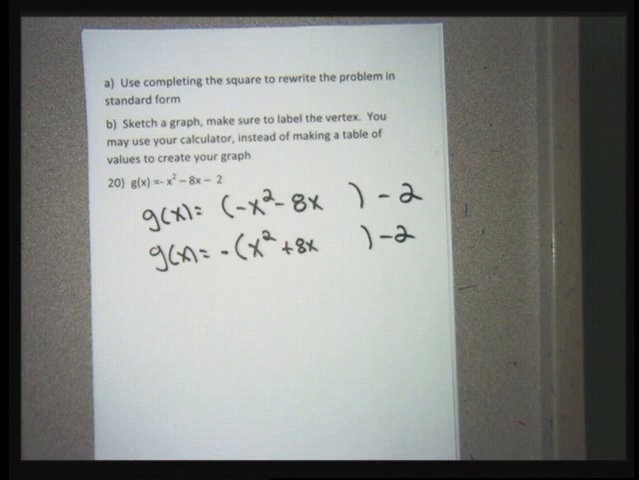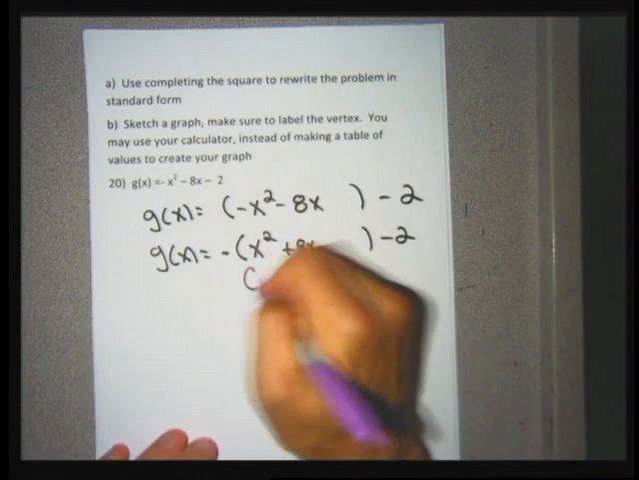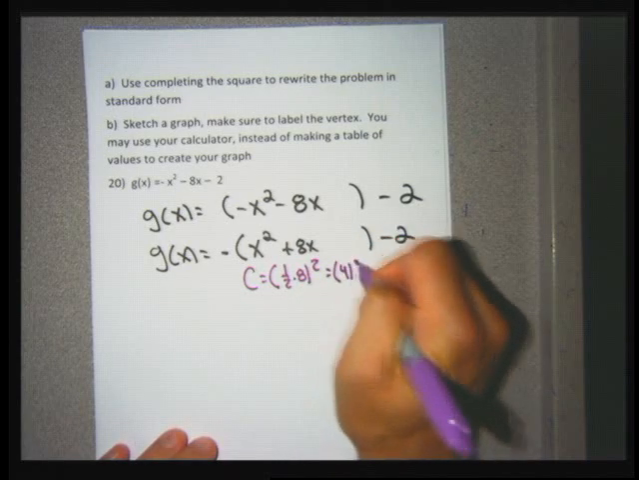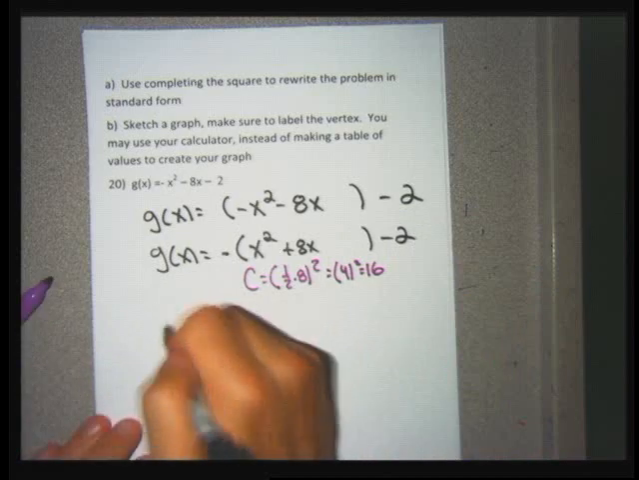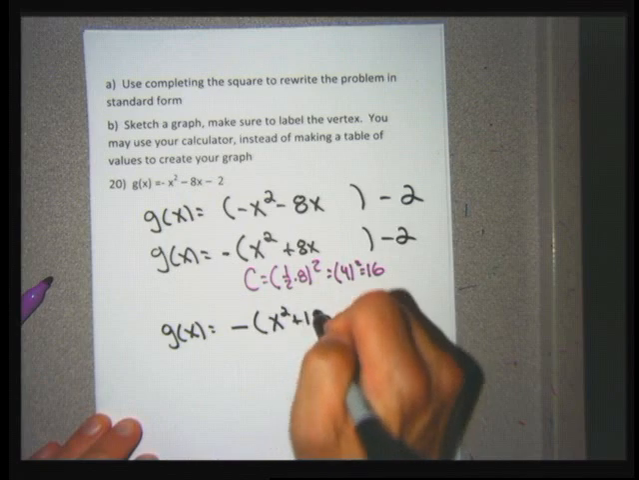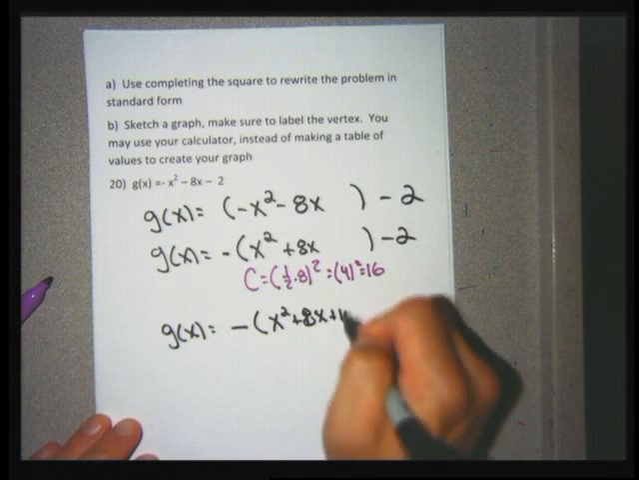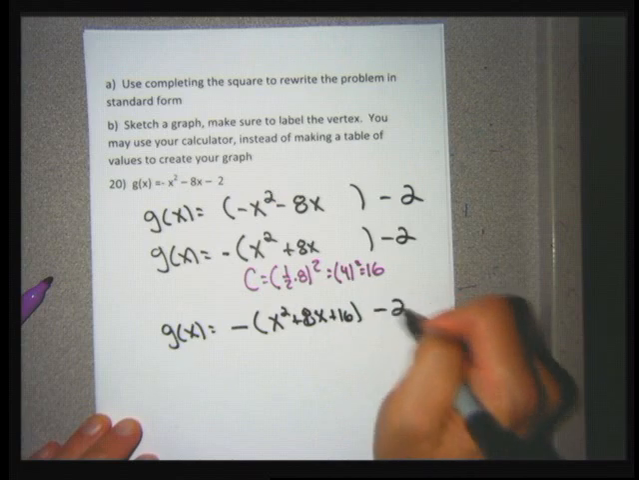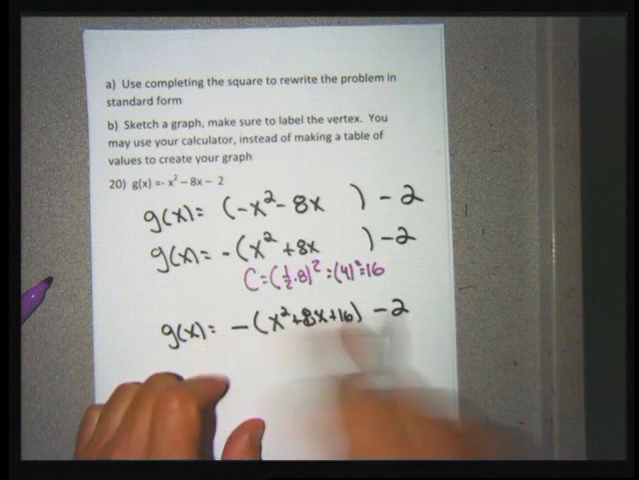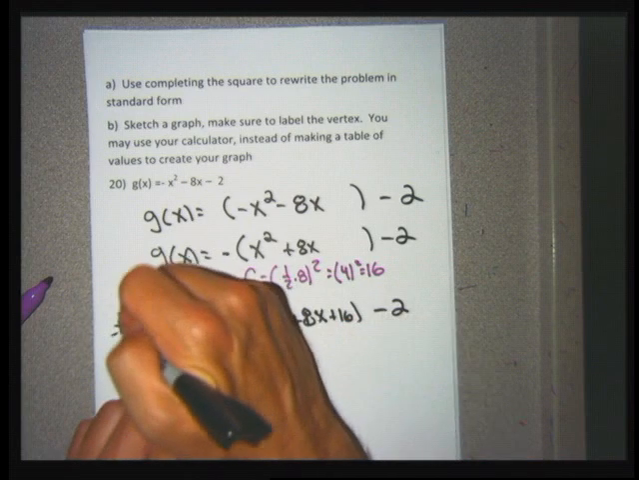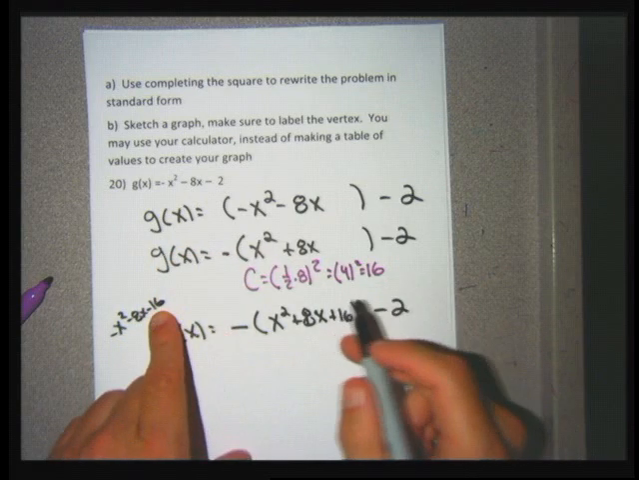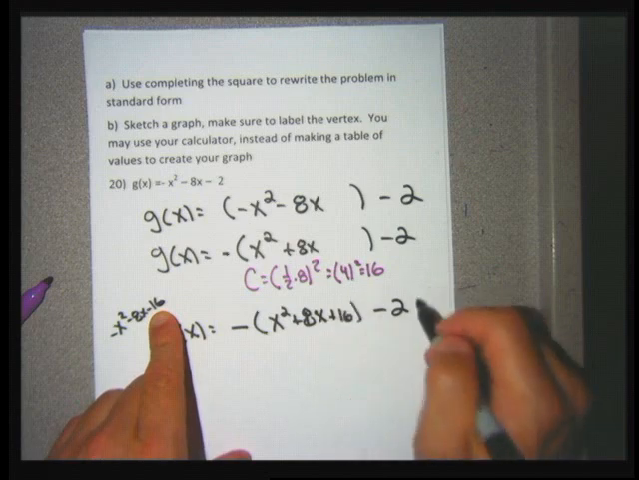So I group the x's, make the x squared have a 1 in front of it, and now I'm going to find the value of c. c is going to be half of 8 squared, which is 4 squared, which is 16. So I'm going to go g of x equals negative (x squared plus 8x plus 16) minus 2. And what I've really done here is subtracted 16, because if I distributed this parentheses, I'd get negative x squared minus 8x minus 16. And I want to do the opposite of what I actually did. So since I actually subtracted 16, I want to add 16.